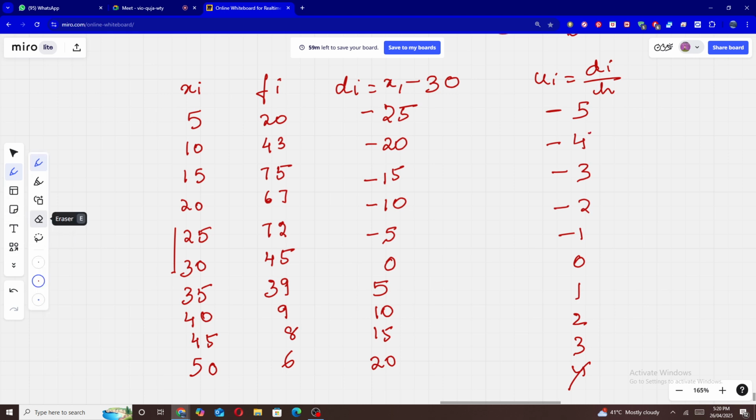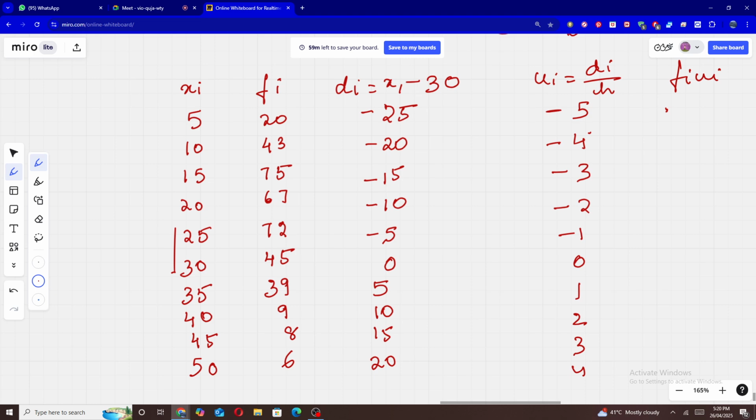I got everything. Yeah, I found out everything. You found everything? FiUi. Now M is equal to A plus sigma FiUi by sigma Fi. How much is FiUi? I have to add them. Oh, I didn't add them. Which one? How did you find it then? Which one needs to be added? FiUi.